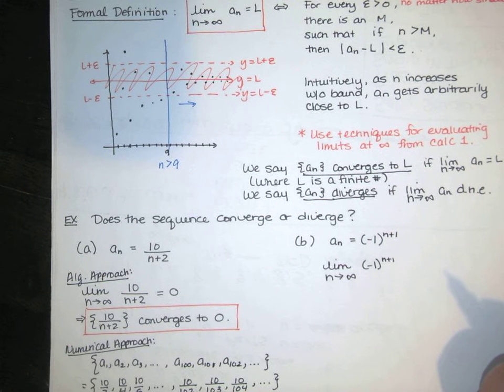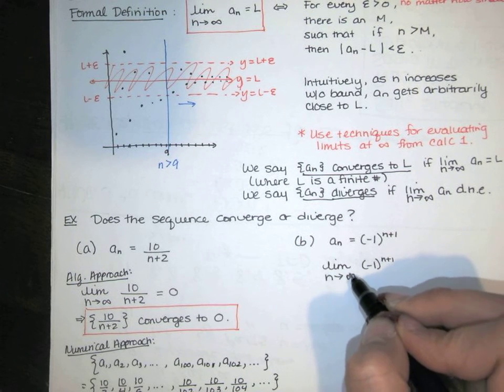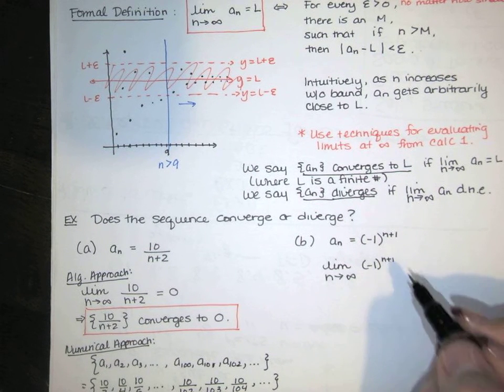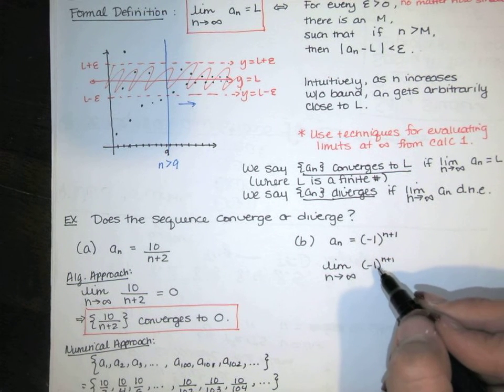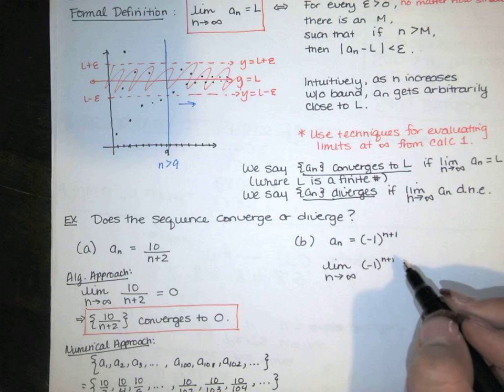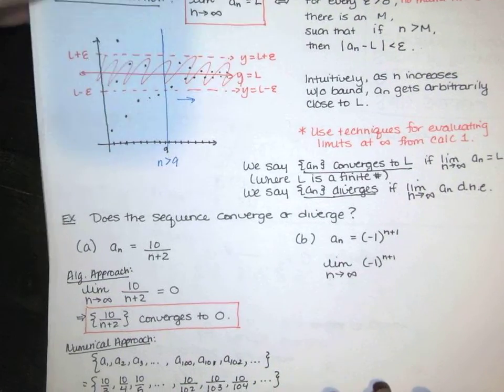And I hope that bothers you, because this is a large number plus 1. If that large number plus 1 is even, I've got -1 to an even power, it's going to be 1. If that large number plus 1 is odd, I've got -1 to an odd power, it's going to be -1. So I can't just say -1 to a very large power has one value, because it doesn't. Half the time this is going to be 1, the other half the time it's going to be -1.